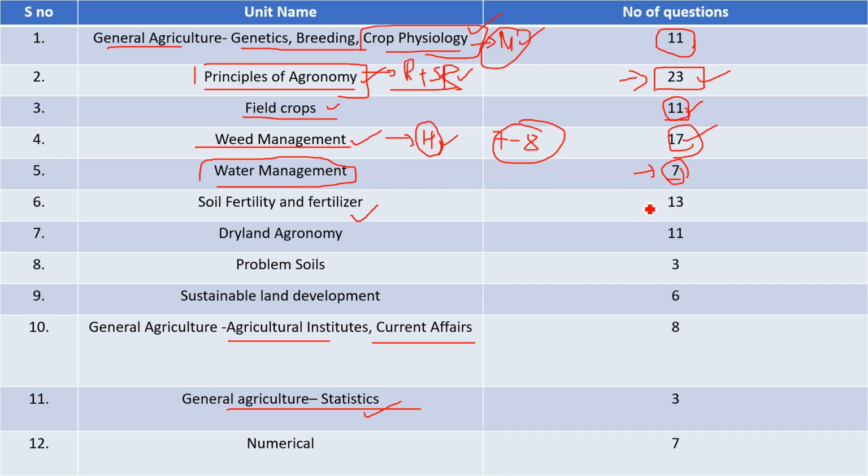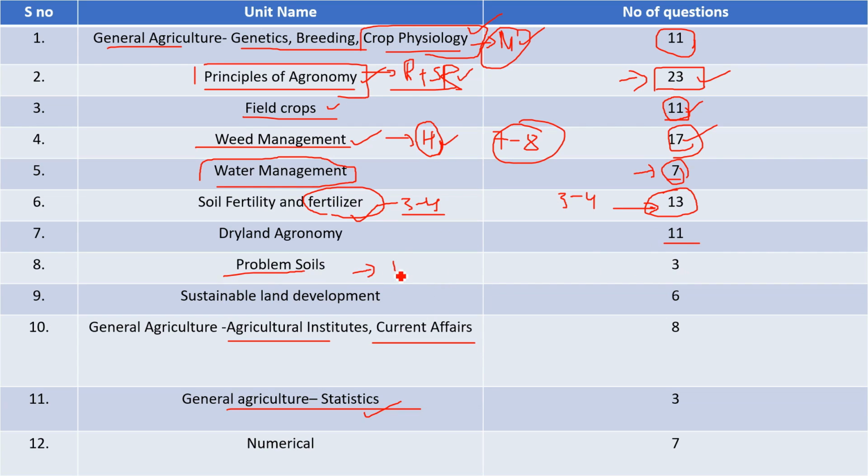One other important thing this year was the soil fertility and fertilizer part. There were 13 questions. These are huge because generally there are about 3 to 4 questions from this part, but this year we got 13 questions from soil fertility itself. From the fertilizer part there were about 3 to 4 questions, and most of the questions were based on soil fertility. So there were 13 questions in all. From dryland agronomy also we have got a good number of questions, that is, 11.